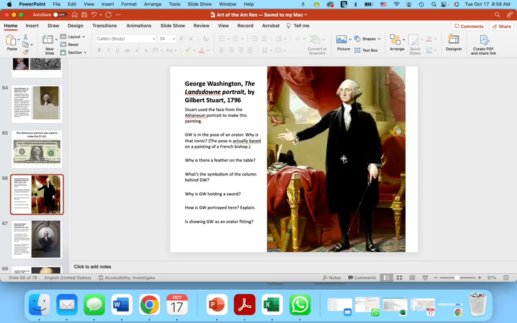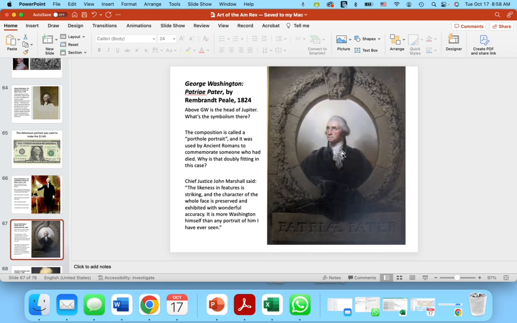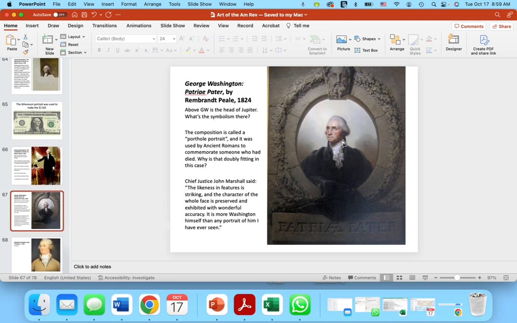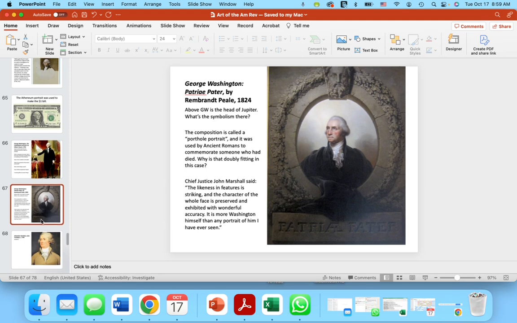This is another very famous painting of George Washington, making him seem like a Roman speaker or orator, a literal and figurative pillar of the community with the pillar in back. And the quill here as if George Washington was a great writer. He wasn't. Hamilton did his writing. This is another very famous painting of George Washington, done in a very Roman style. It's almost like a Roman funeral portrait. And down here it says Patria Pater, which means, you guys know from your Latin classes, father of our country. So making him seem almost like a Roman god.